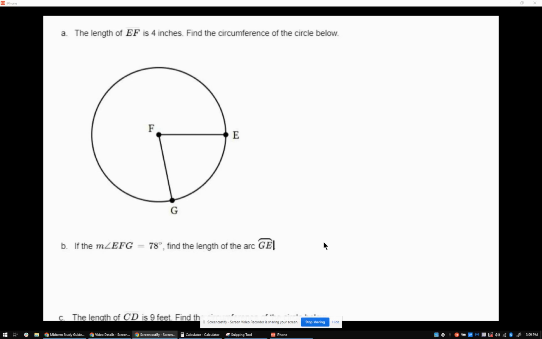Okay, so for this section of the study guide, we're going to be finding circumference and arc length. Now, these are always going to go together. Circumference talks about the outside of the entire circle, and an arc length talks about just one particular section. So that's what we're going to do.